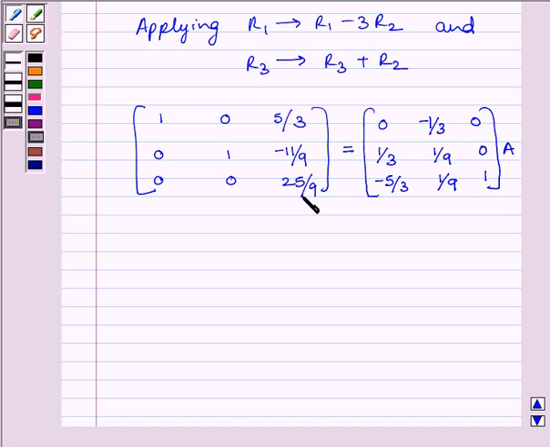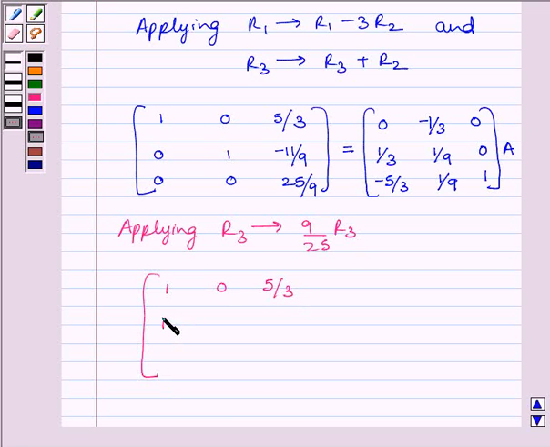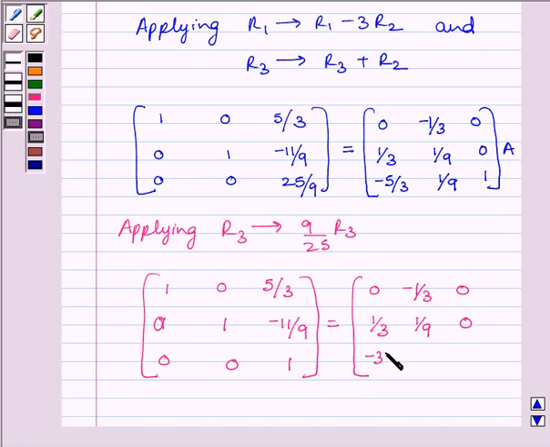Now, to make this element equal to 1, we will apply on R3 row operation 9 upon 25 R3. So, we can write applying on R3 row operation 9 upon 25 R3, we get matrix 1, 0, 5 upon 3, 0, 1, minus 11 upon 9, 0, 0, 1 is equal to matrix 0, minus 1 upon 3, 0, 1 upon 3, 1 upon 9, 0, minus 3 upon 5, 1 upon 25, 9 upon 25 multiplied by A.